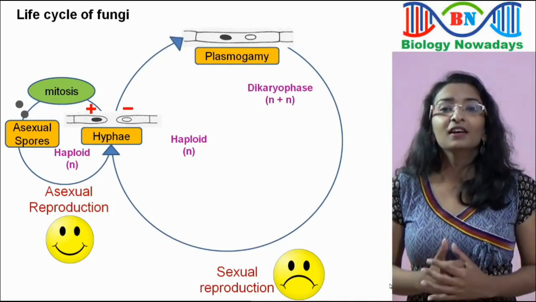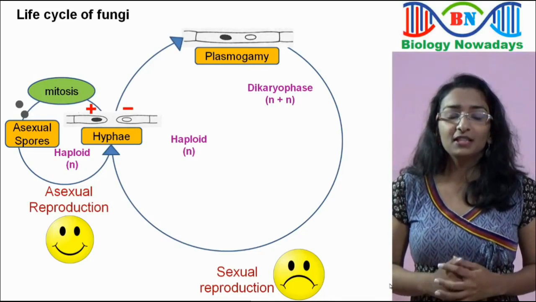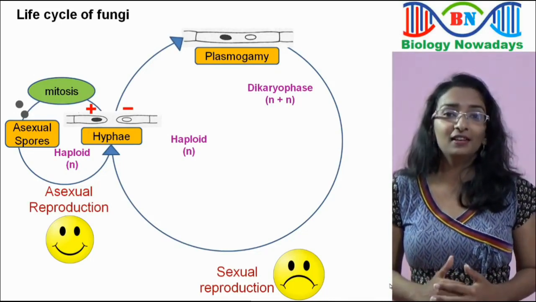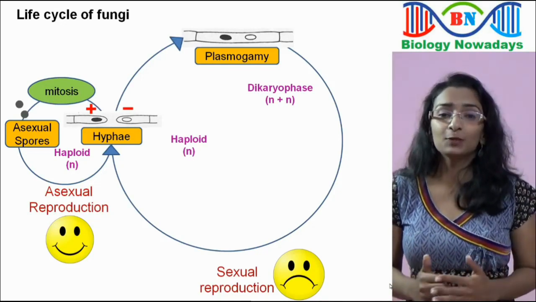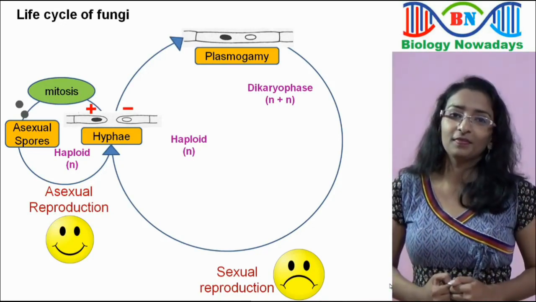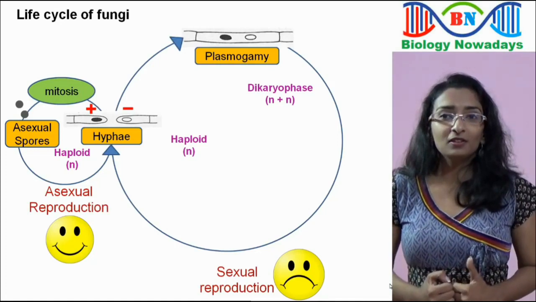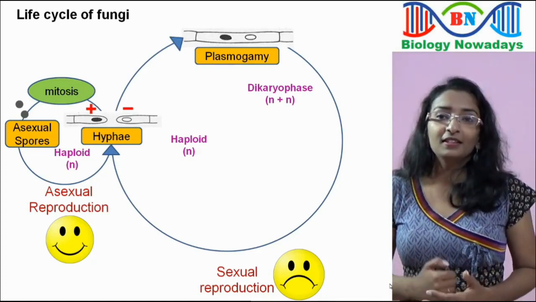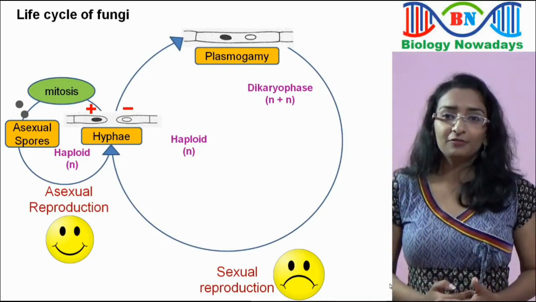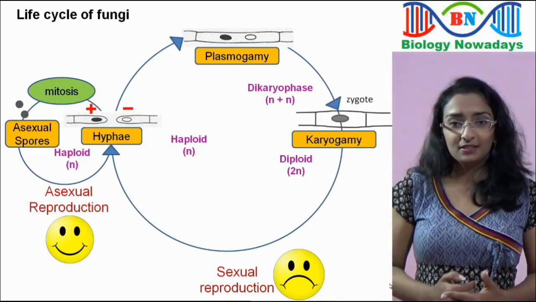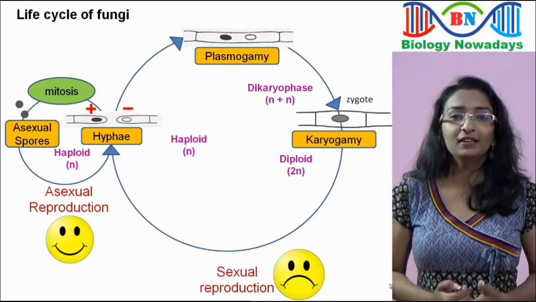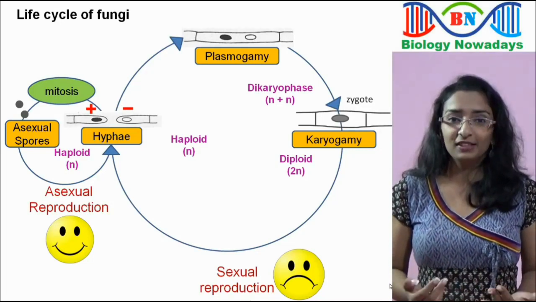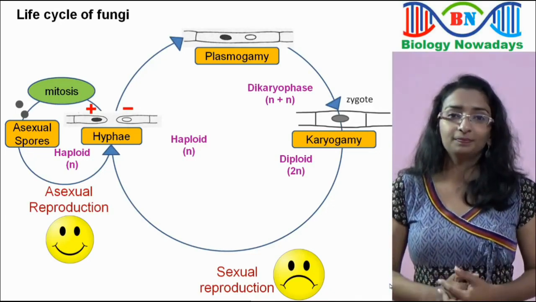In many fungi, the two nuclei will not fuse immediately after plasmogamy. This stage is called the dikaryophase, meaning phase with two nuclei. The hyphae is now called a dikaryotic hyphae or dikaryon. The next step in the sexual reproduction of fungi is karyogamy, that is, fusion of two nuclei leading to the formation of the zygote. Karyo refers to nucleus and gamy means fusion.